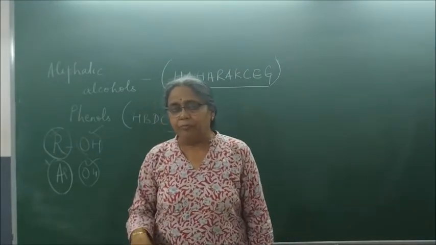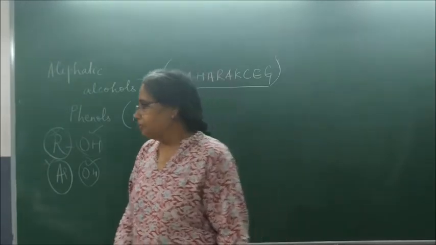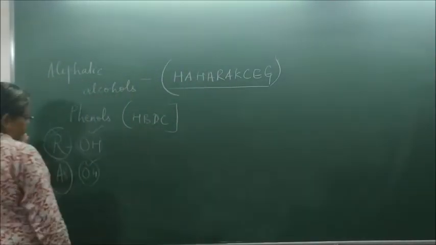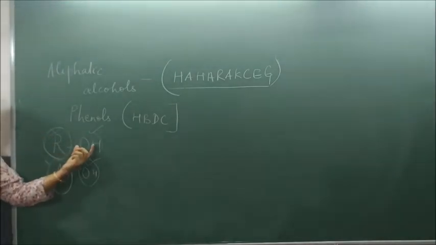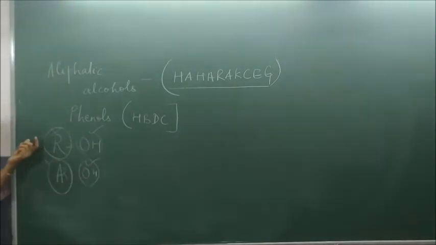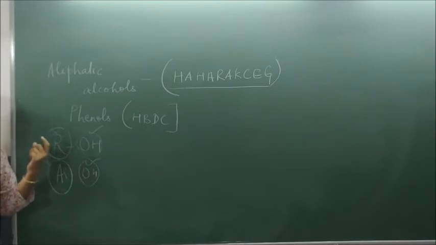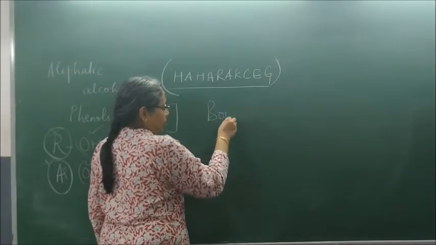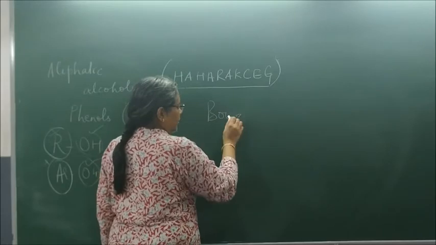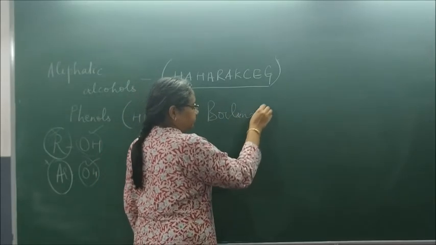Okay? Sure. Now, from what we were doing, we have to study physical properties. Chemical properties are mainly because of the OH group. The variation in the properties will be because of the alkyl group in aliphatic alcohols and the aryl group in phenol. Right? Our first physical property is what? Boiling point.